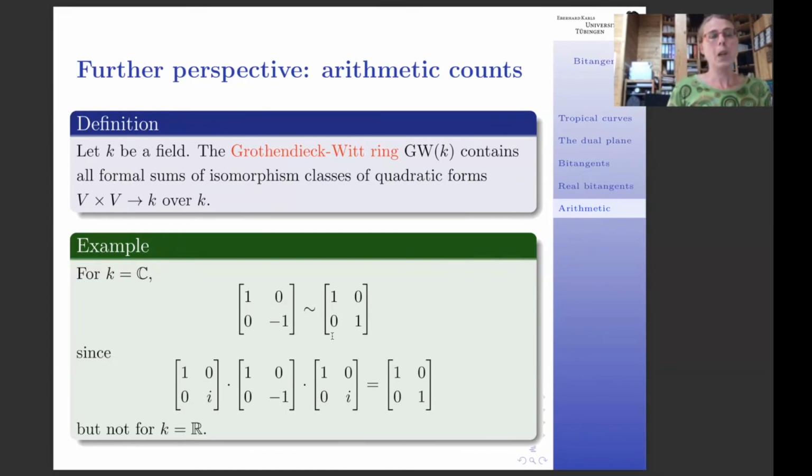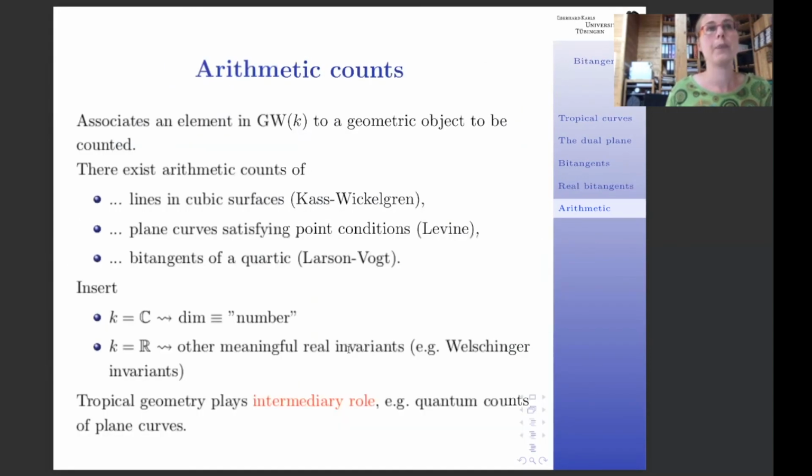But if we tried to look at those two matrices over the real numbers, then of course they are not equivalent, because i is just not a real number. It's the complex unit. So I can't use this matrix to base change, and I also can't use any other matrix. Those two are just not equivalent if we work over the reals.